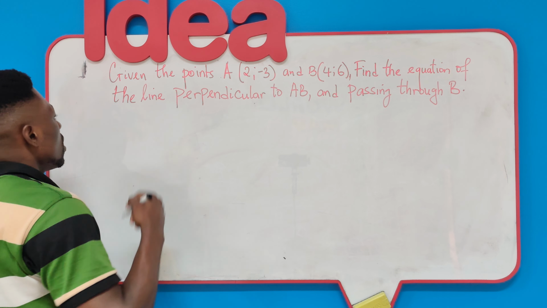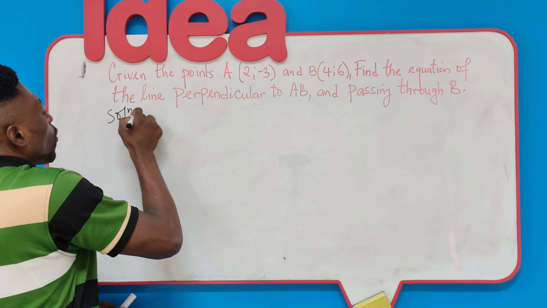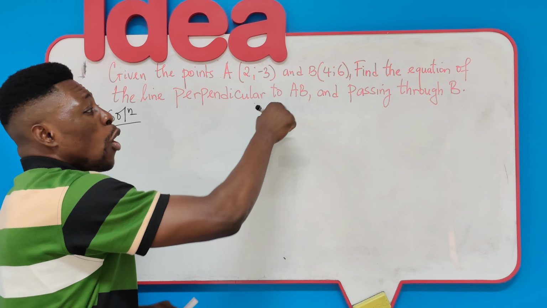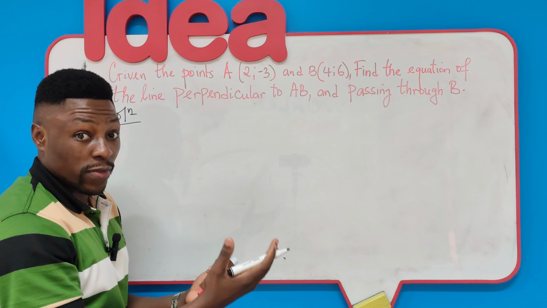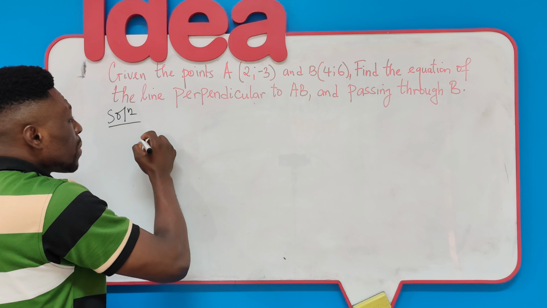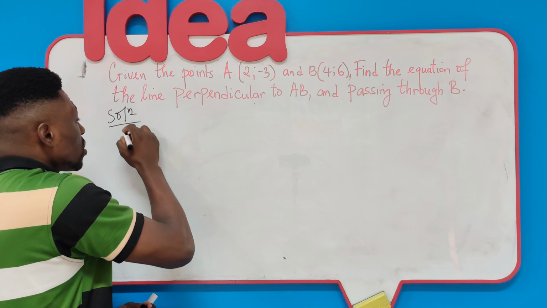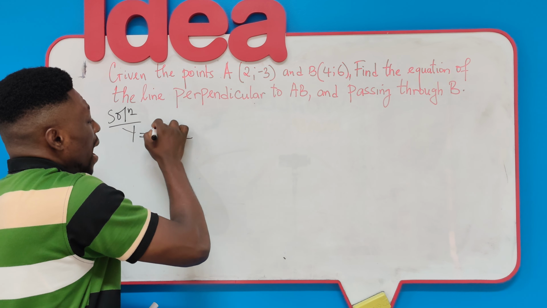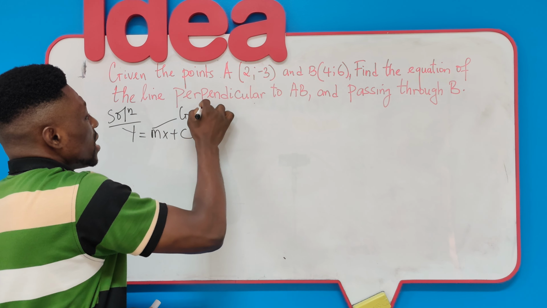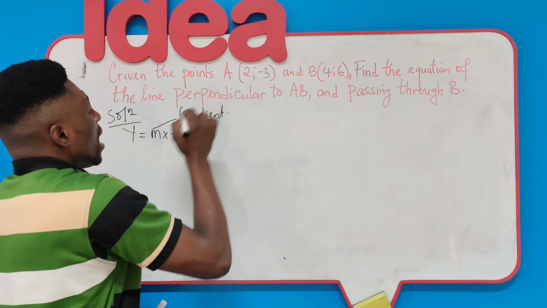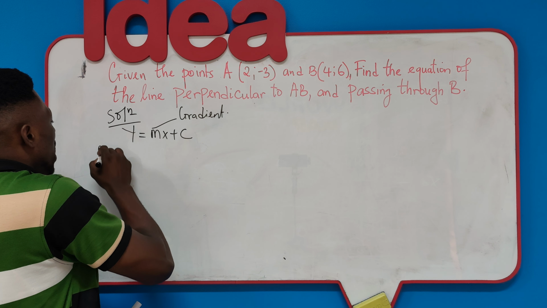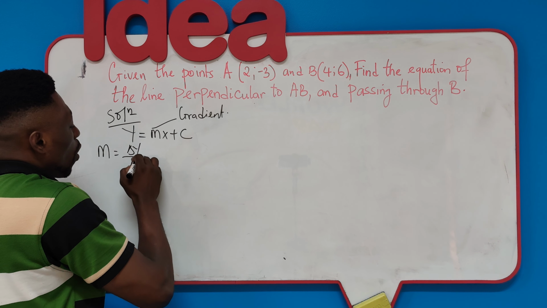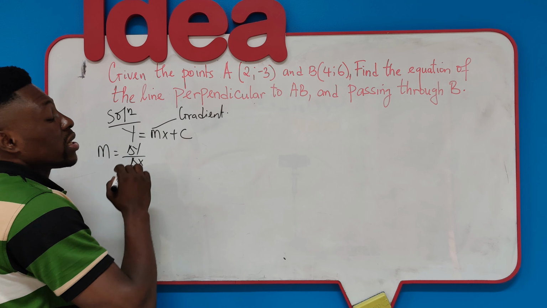Follow me, dear friends. Solution. Of course, in order for us to obtain the line which is perpendicular to AB, we need to have the line AB itself first, all right? Again, just to remind you that generally, equations of lines appear in the form y equals mx plus c, where m is what we call the gradient of the line. And the gradient of the line by formula is given by the change in the y coordinates of 2 points over the change in the x coordinate.